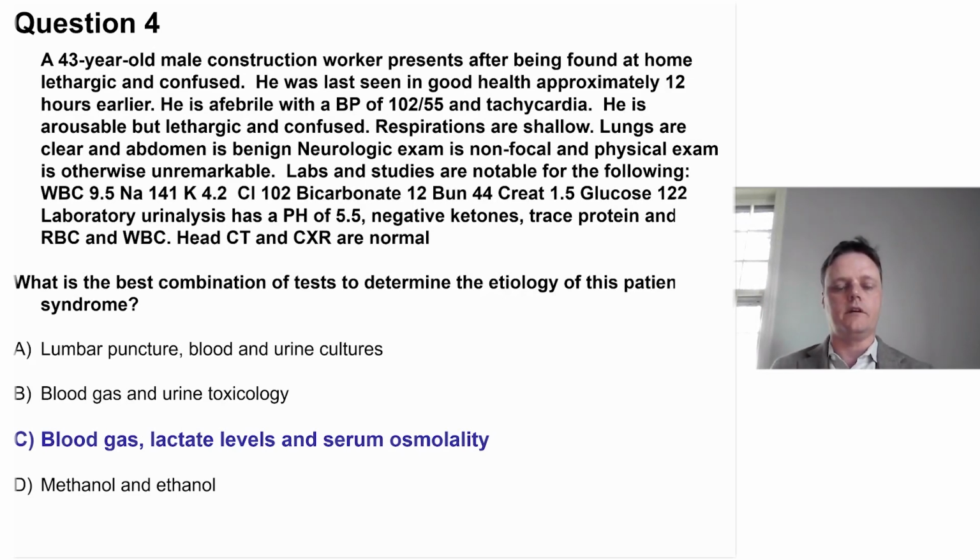Blood gas and urine toxicology might actually be helpful also in trying to determine what the ultimate cause of this is, but it's not likely to return fast enough to direct how you're going to do your next steps in your management of the patient.